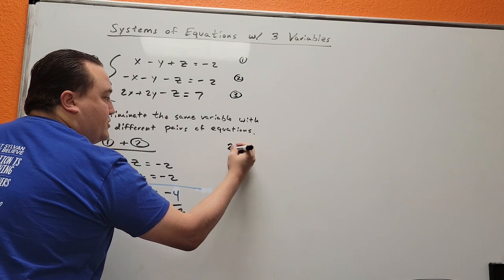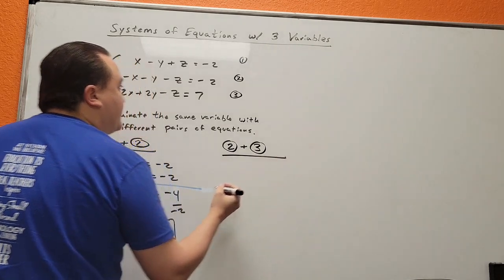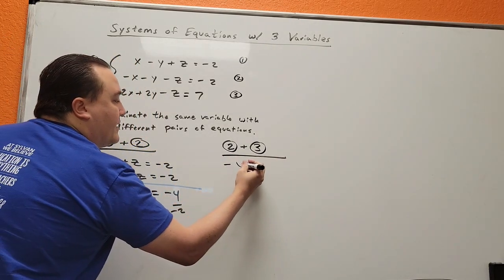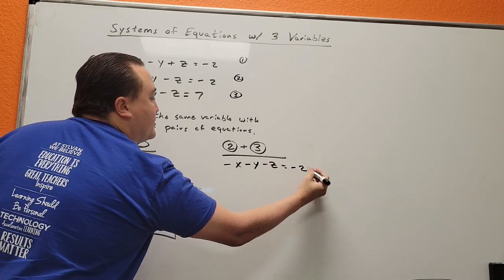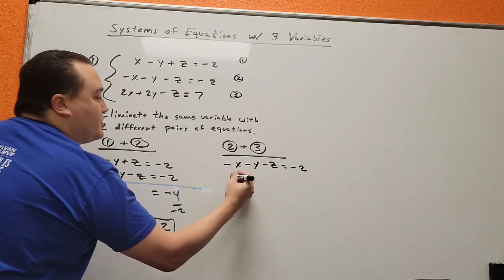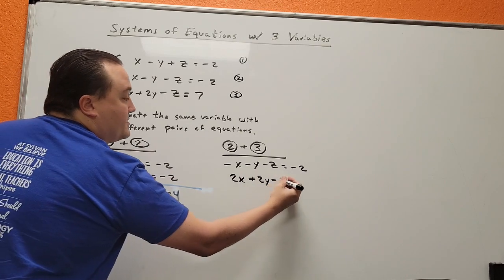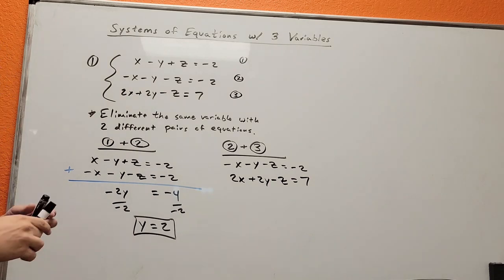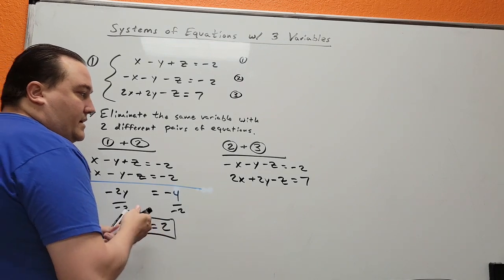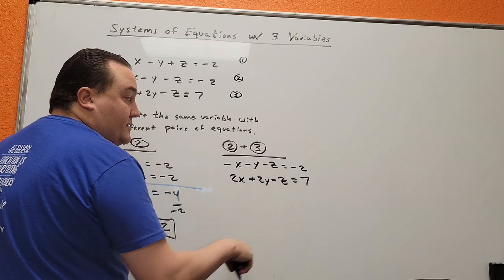So we'll combine 2 and 3 now. Same thing, just copy them both. So negative x minus y minus z equals negative 2. And 2x plus 2y minus z equals 7. And again, we're trying to get rid of the z's. So from what we did last time with elimination, we want one positive z and one negative z so they cancel out when we add them together.